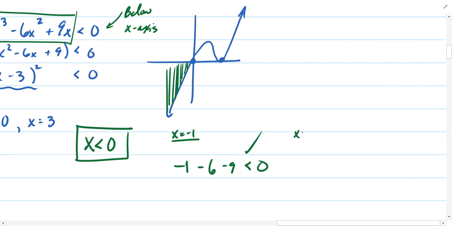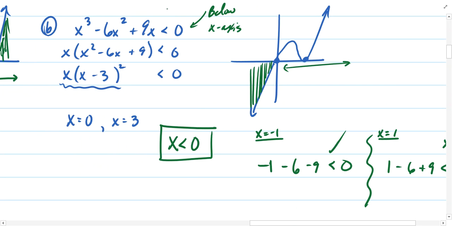If we were to try, say, a positive 1, a number to the right of 0 that we would expect is not a solution, we would have 1 cubed, which is 1, minus 6 times 1 squared, which is minus 6, and then plus 9 times 1, which is 9. Does 1 minus 6 plus 9 represent a number that's less than 0? And the answer to that is no. So this positive 1 would not be a solution. In fact, any x value that we choose in this domain to the right of 0 will not satisfy the original inequality.